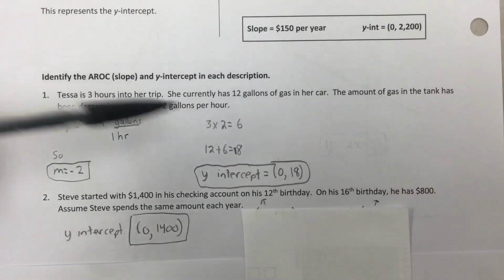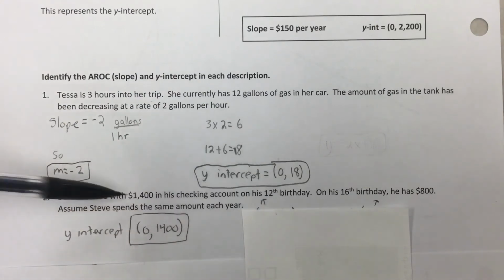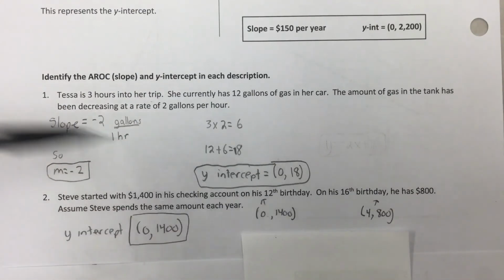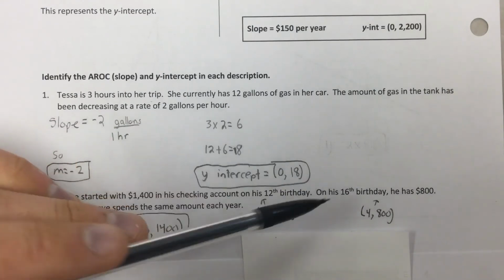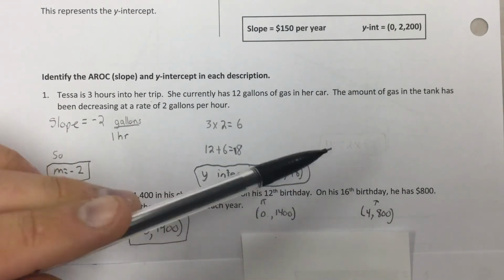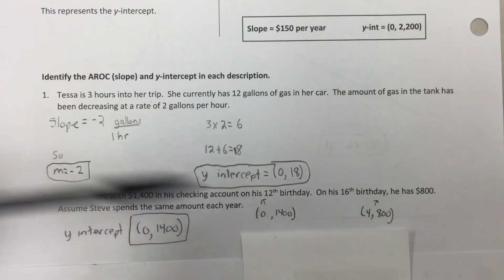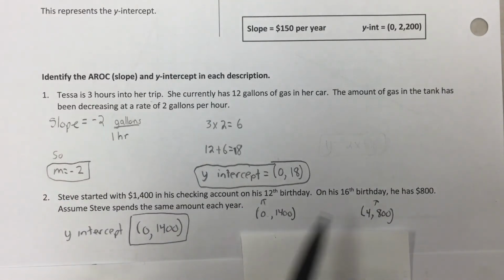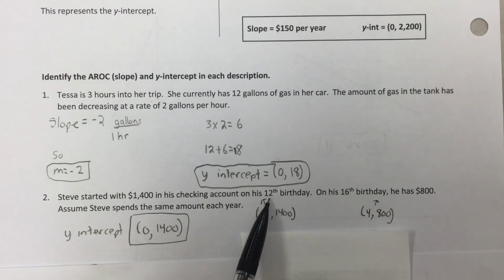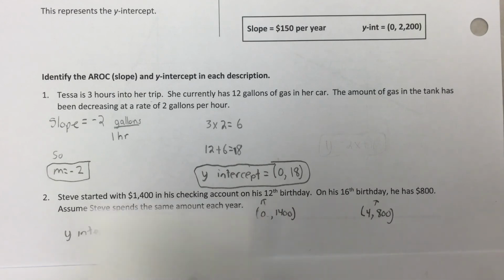Then what I did was I made ordered pairs. 12th birthday, 1,400. I made that 0, 1,400. 16th birthday is $800. So again, I made this 0, 1,400 because that's what it started with. That's when the account started. And then you have to think, how many birthdays or years is it from its 12th to the 16th? That's 4. And then the account's valued at 800 at that time.